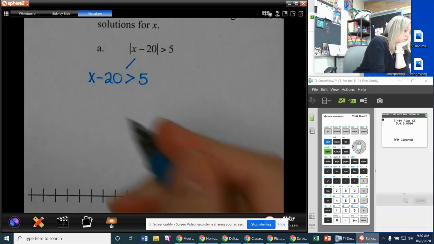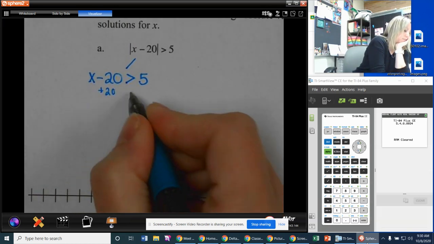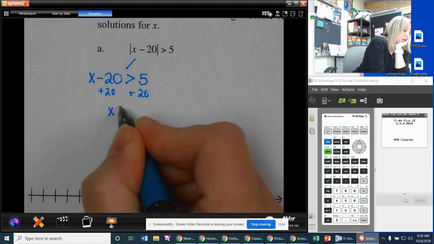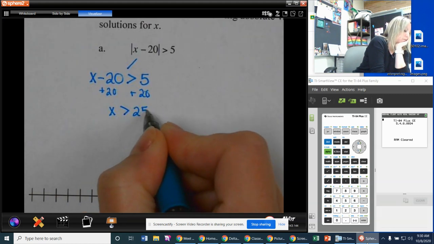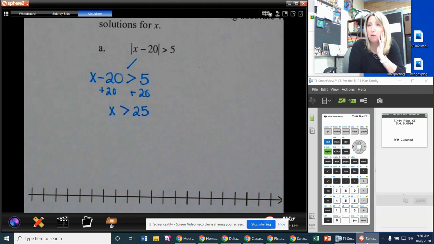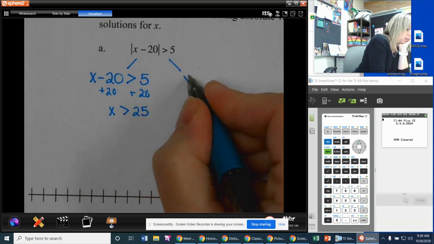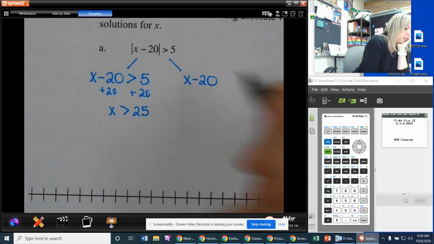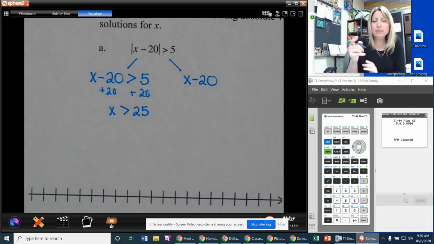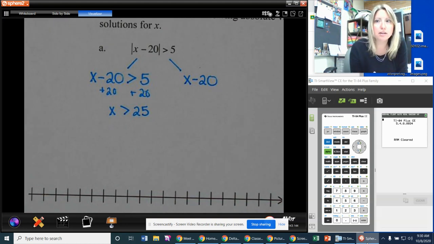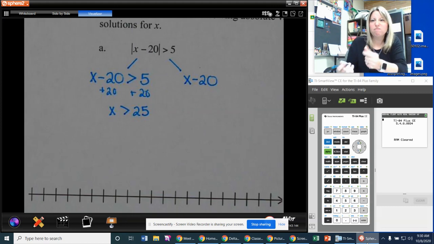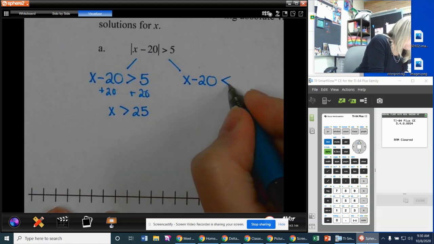Well, that's easy. Add 20. X is greater than 25. Okay, that's not bad. That was the first scenario. Not bad. I got an answer. But the second scenario was that you dropped your absolute value bars, so you brought this down, but you had to negate the other side, which meant you were multiplying the other side by -1, which means I am flipping that sign over.